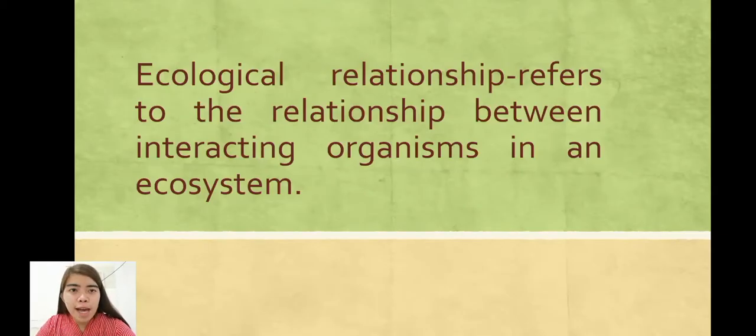First, we will tackle about ecological relationship. So this refers to the relationship between interacting organisms in an ecosystem. So the dependency of organisms on each other could either benefit or harm organisms and the relationship. Okay, so let's tackle about the different types of relationship in our ecosystem.